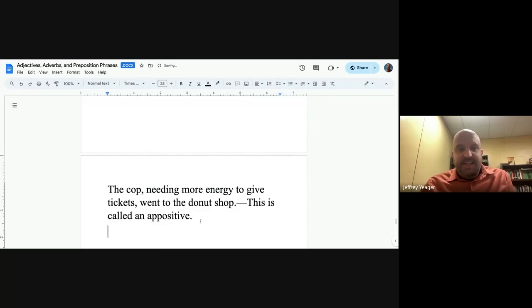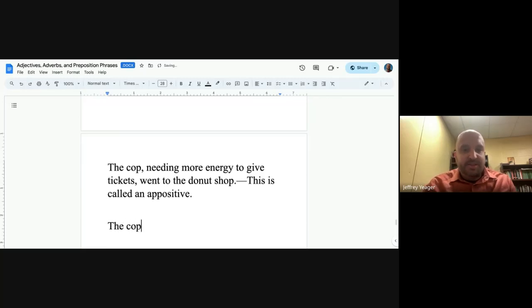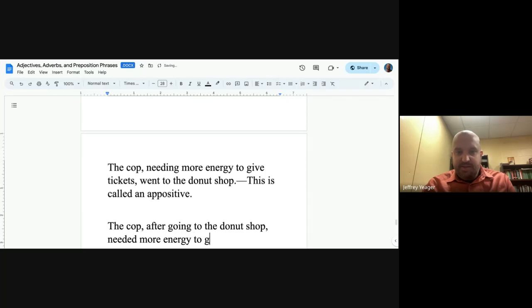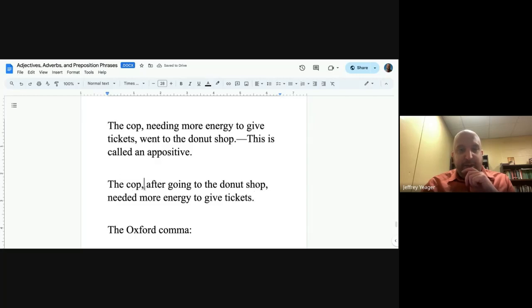Maybe a better way to express prepositions would be this: the cop, after going to the donut shop, needed more energy to give tickets. Again, I kept the preposition phrase in this one because after is a preposition. How do we know after is a preposition? Where can a cat go after the ball? Right? So keeping it there, the cop needed more energy to give tickets. The fact that he went to the donut shop is just extra information there.